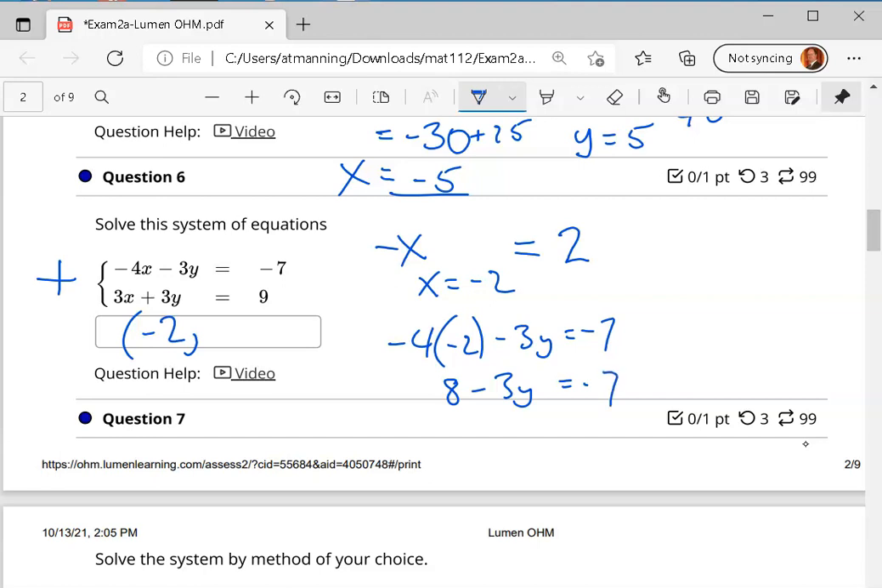Well, let's see here. We'll subtract 8 from both sides. Negative 3y equals negative 15. All right, so take away 8, take away 8. And now divide by negative 3. Well, look at that. 15 divided by 3 equals 5. Y equals 5. So negative 2, 5 is the point where these two lines cross.